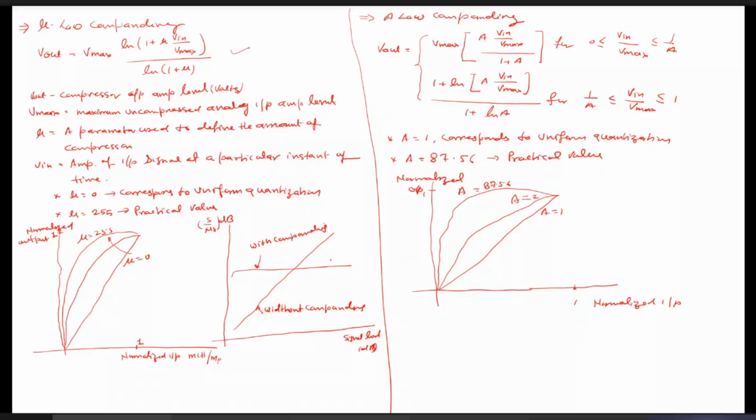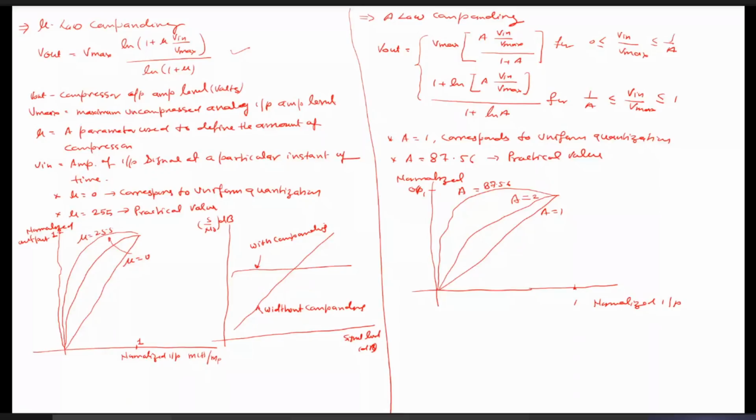Similarly, a similar function is performed by the A law companding, which is defined as V max A V in by V max divided by 1 plus ln A, where A is the parameter. That's why it is called A law companding, as was the case for the mu law companding. And this equation is valid once V in by V max, that is the normalized value of the input voltage, lies between 0 and 1 by A.